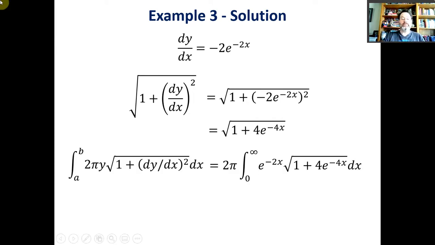Now, here's my whole formula, right? My ds is a dx, and it's 2 pi y because I'm going around the x-axis. So for circumference, the radius is measured in y units. But I have to replace y with the original function, which I'm going to do. I'm going to pull the 2 pi to the front, which I did. And it's an improper integral from 0 to infinity.